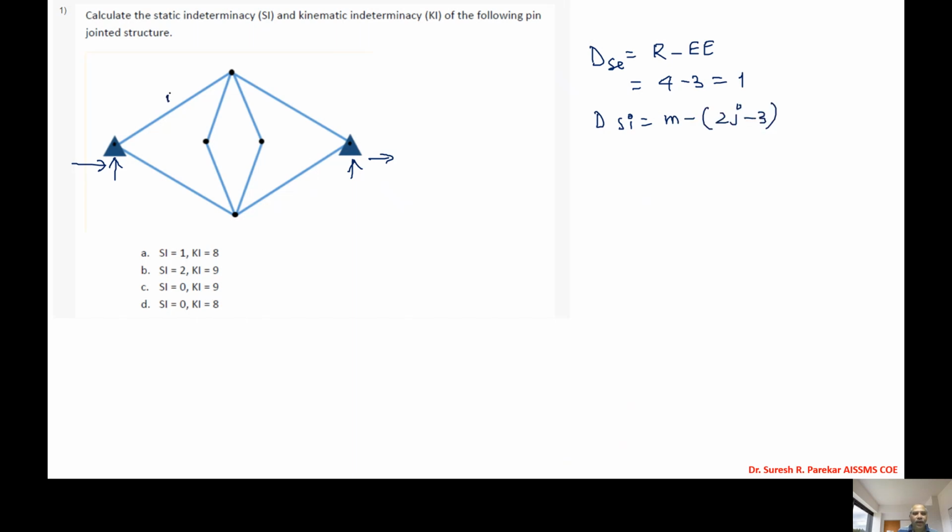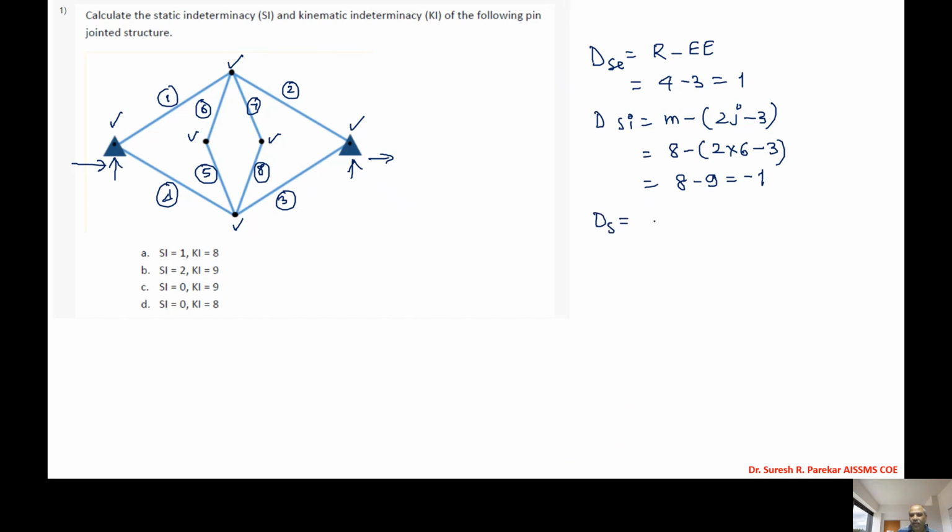Now m we have 1, 2, then we have 3, and then we have 4, 5, 6, 7, 8. So we have m equal to 8. Now joints we have 1, 2, 3, 4, 5, 6. So we have 2 into 6 minus 3. So 8 minus 9, so minus 1. So this is internally determinate and externally indeterminate.